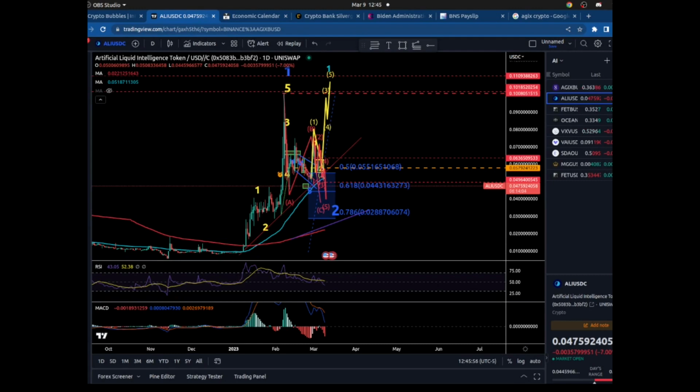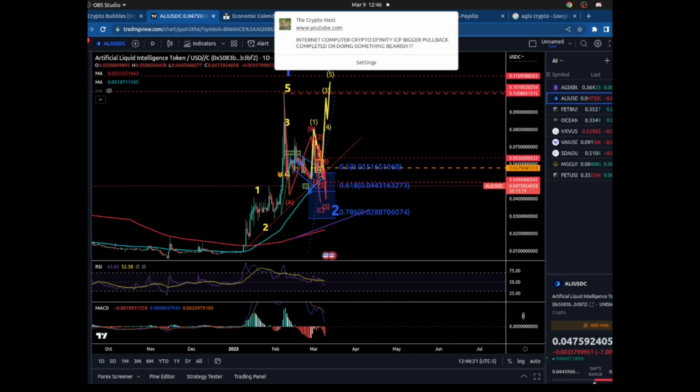So, artificial liquid intelligence, Ali. As we can see on the daily chart, the RSI is still on a decline. We are at 43, so we still have a way to go to be oversold at 25 levels. The MACD as well, we're still in negative momentum, getting deeper into the negative momentum.